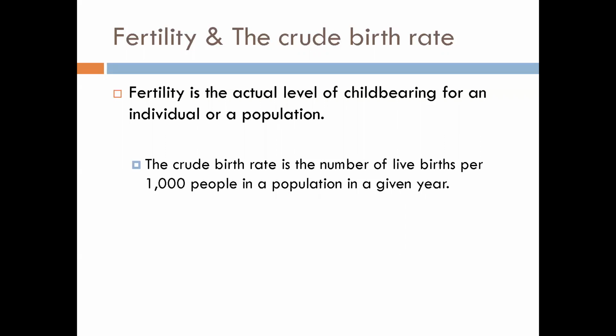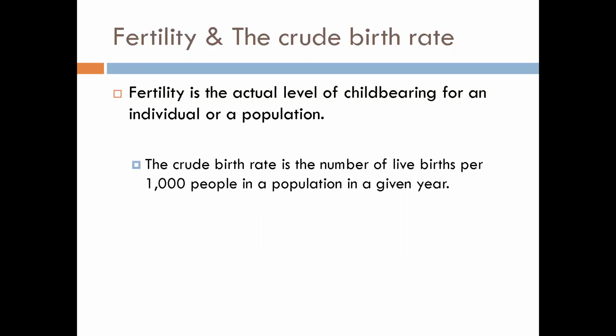And you can see here that it is operational definition. You know what is the meaning of fertility, but as an operation in studying, in scientific studying of society, you should know what is the operational meaning of fertility, mortality, other concepts. So we here define fertility as the actual level of childbearing for an individual or population. In the details, we have the crude birth rate. It is the number of live births per 1,000 people in a population in a given year.